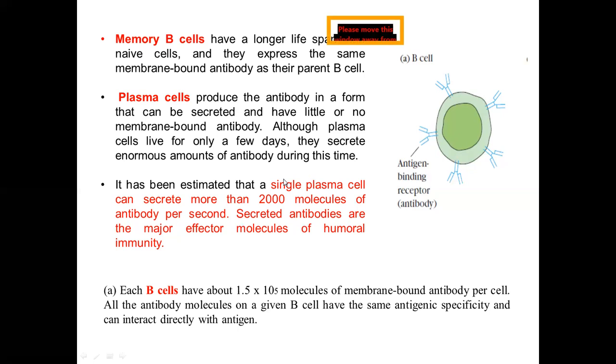Fine. So the activated B cell produces two kinds of cells. One is memory B cells and the second is plasma B cells. Plasma B cells are the cells which produce antibody in a secreted form, and those antibodies are going to fight against the encountered antigen, and finally the antigen will be eliminated or cleared from the body.